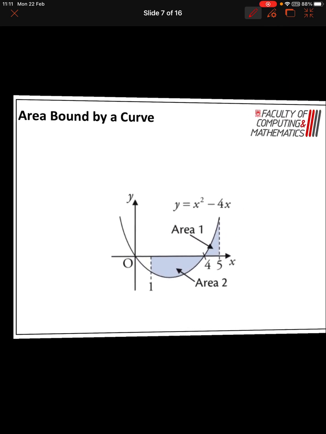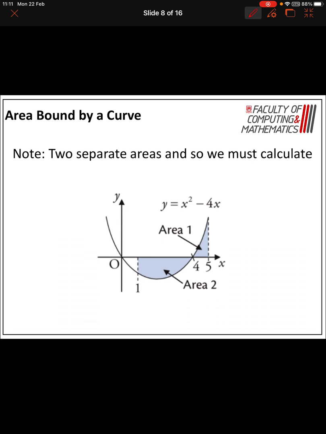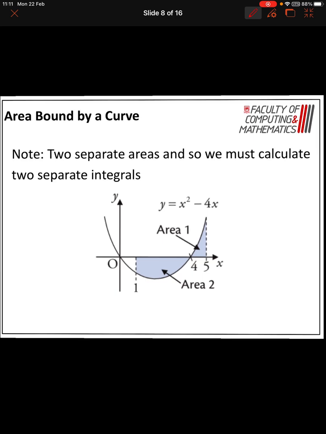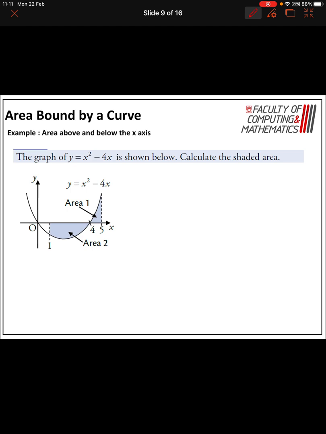Right, now, point to note: 2 separate areas, so you must calculate 2 separate integrals. Okay, so you would have 2 integration signs here. You would find the area of both of them, and then you would add them together at the end. So let's take a look at it. I'm going to integrate between 1 and 4 to begin with, and I've got x squared minus 4x dx. That's my first area. My second area is between 4 and 5, and you can tell that the function is the same, so I only really have to integrate it once. So let's integrate it.